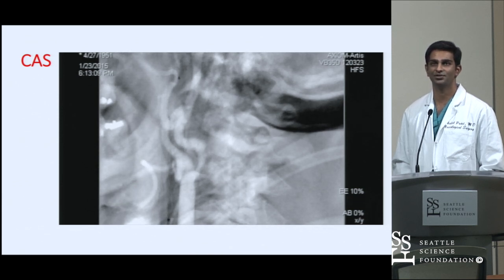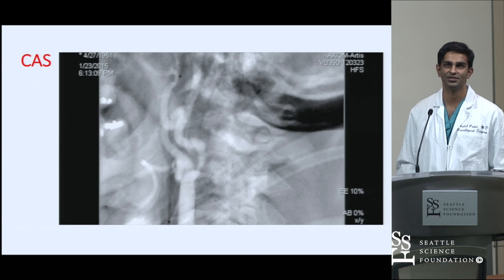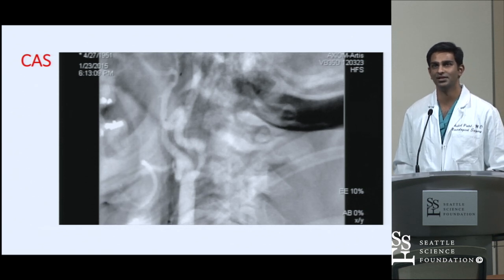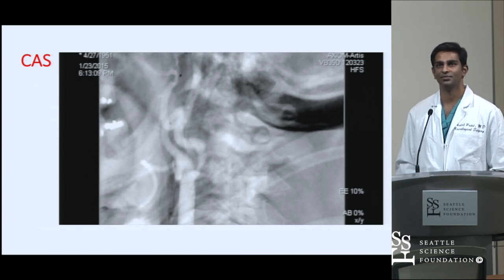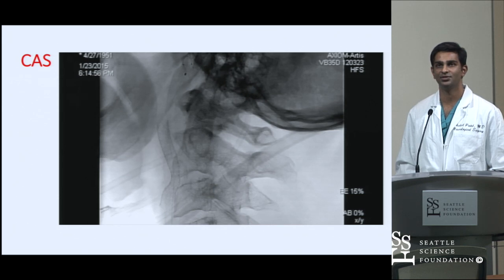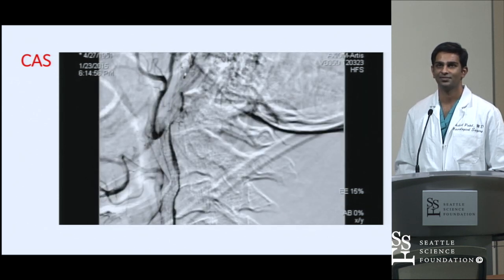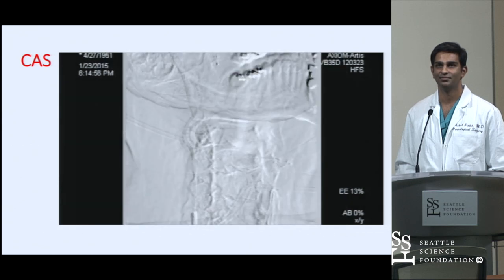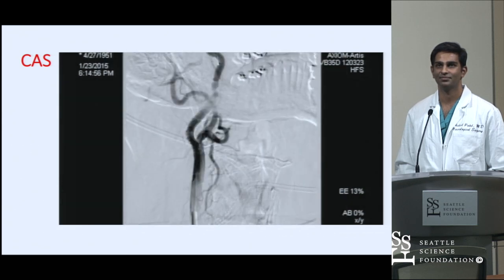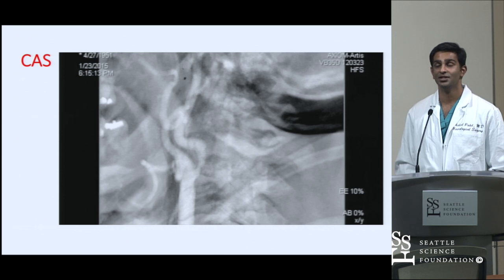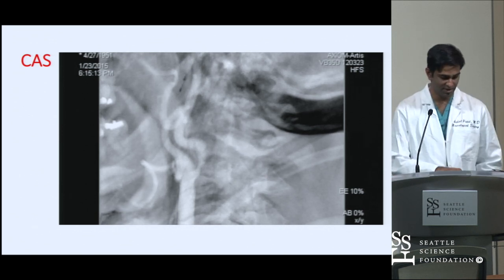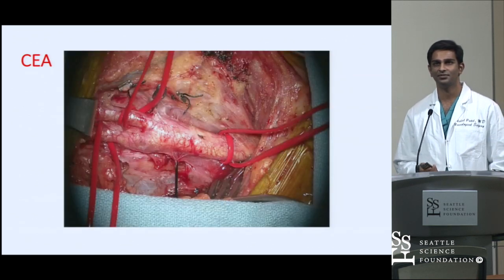So here again, you need to know where your anatomy is in relation to key landmarks. Here we are, and here's the post-stent image, and voila. Martha Stewart style. It was that easy. So we can move to the next slide.